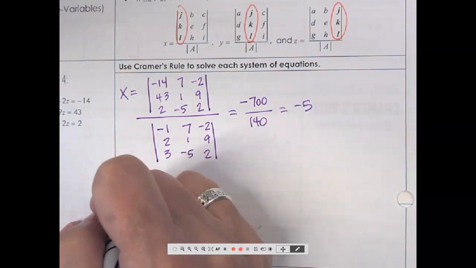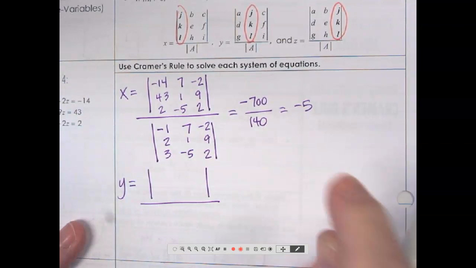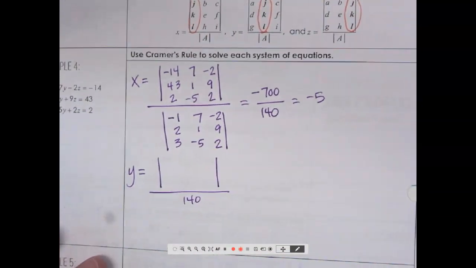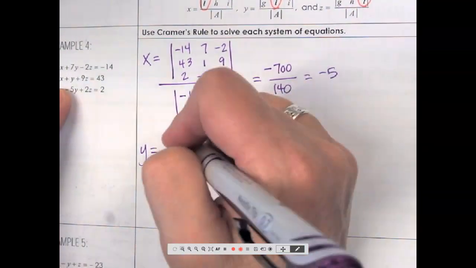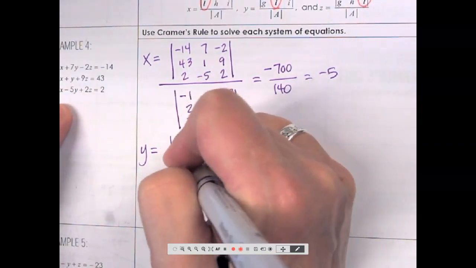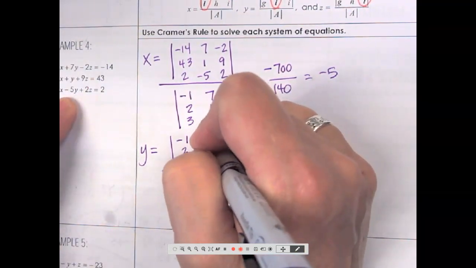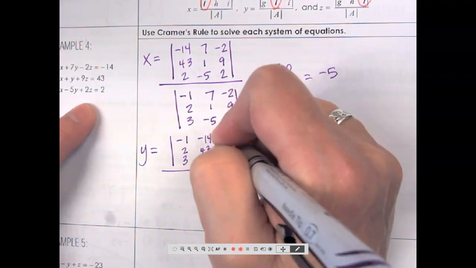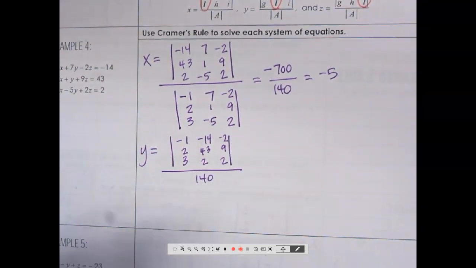Okay, so when I set up y, I needed the 3 by 3 for the numerator, but I know the determinant on the denominator will be 140. So I don't have that work to do again. Okay, so let's set it up. First column is x, keep the x's. Second column is y, don't use the y's, use the constants in their place. Third column is z, use the z's. And then we'll go to the calculator, find that determinant, and we'll have our y.